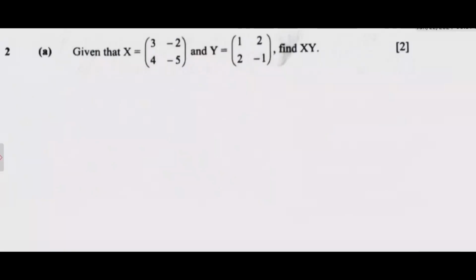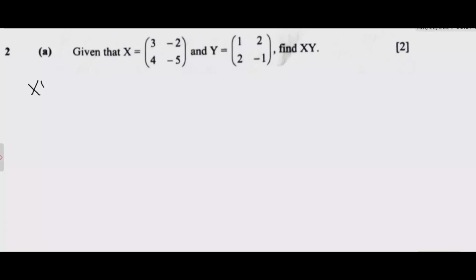So question 2a is as follows. Given that x is equal to 3, 4, negative 2, negative 5, and y is equal to 1, 2, 2, negative 1, find xy. For us to find the value of xy, we're going to write this expression given, which is here. Then once we write it, we forge ahead and find the answer.